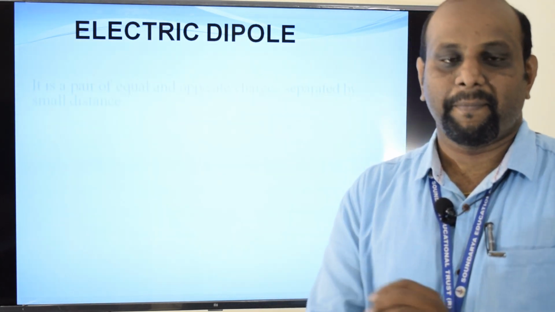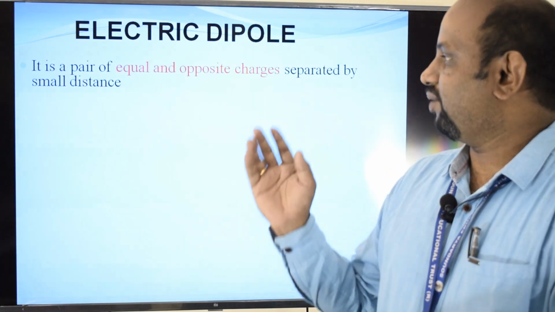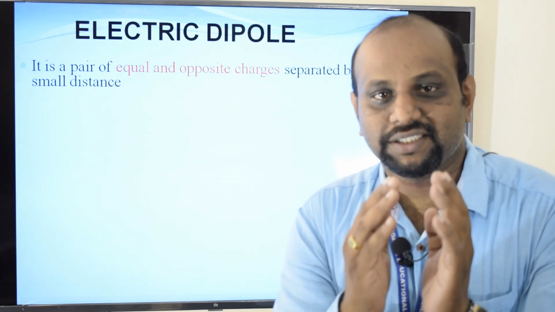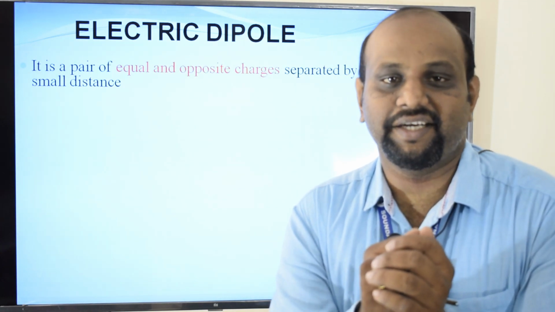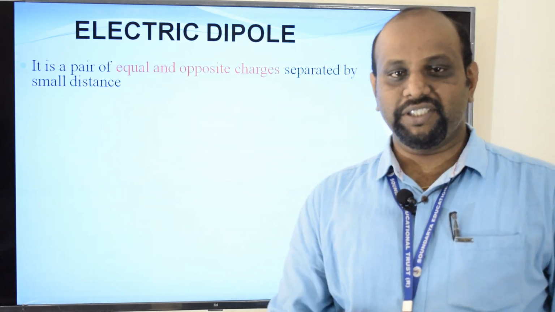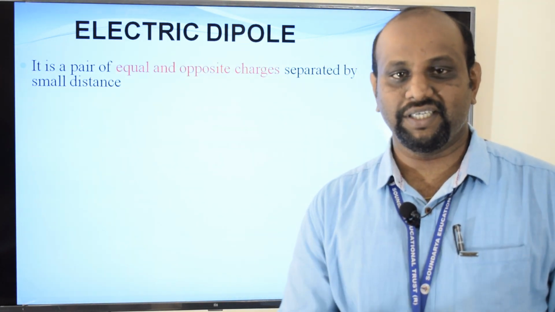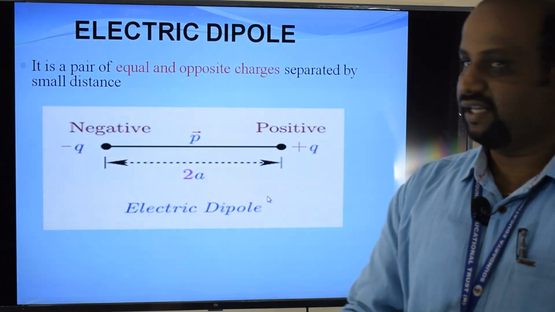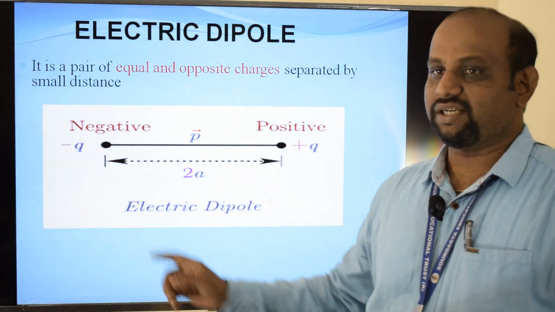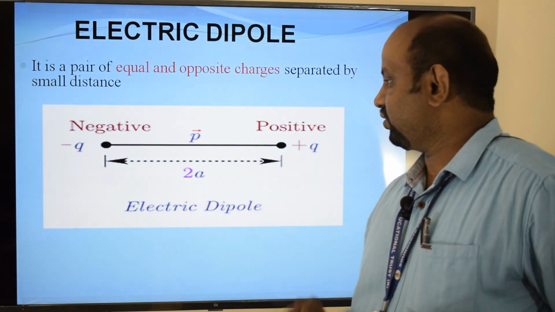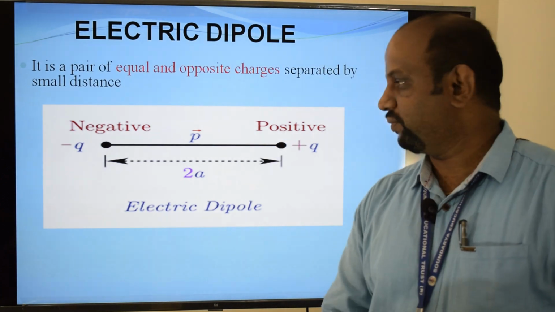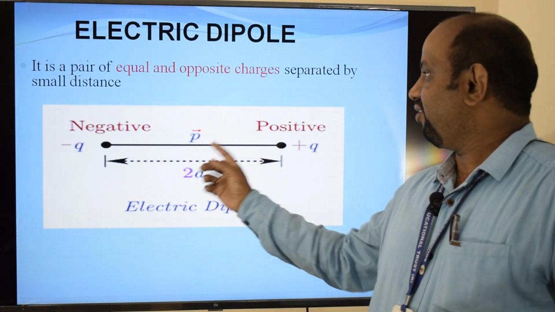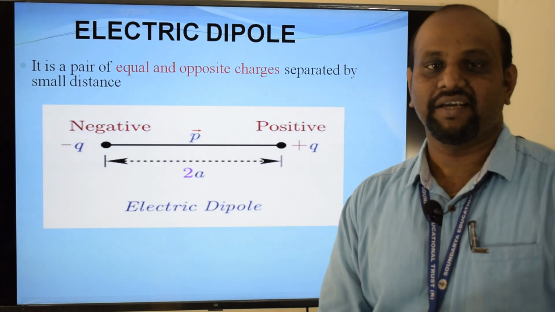Electric dipole is a pair of equal and opposite charges separated by a small distance. It means there are two charges, one positive charge and the other a negative charge, separated by a small distance. If you see the diagram, it's clear that there are two charges, one positive and the other negative, separated by the distance 2a. The positive charge is denoted by the symbol plus q and the negative charge by minus q, separated by the distance 2a, and this pair of equal and opposite charges is called an electric dipole.